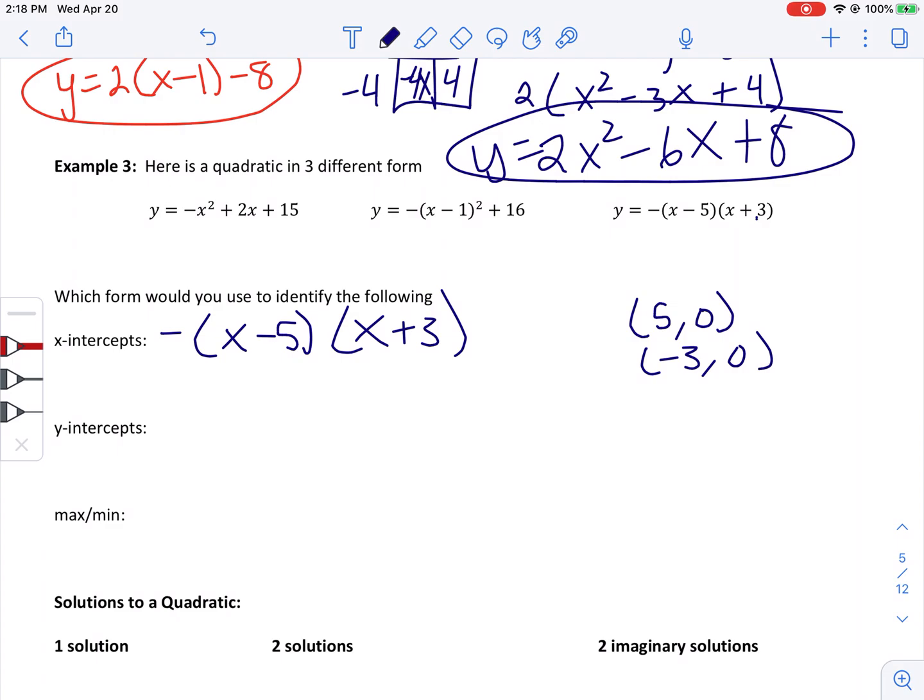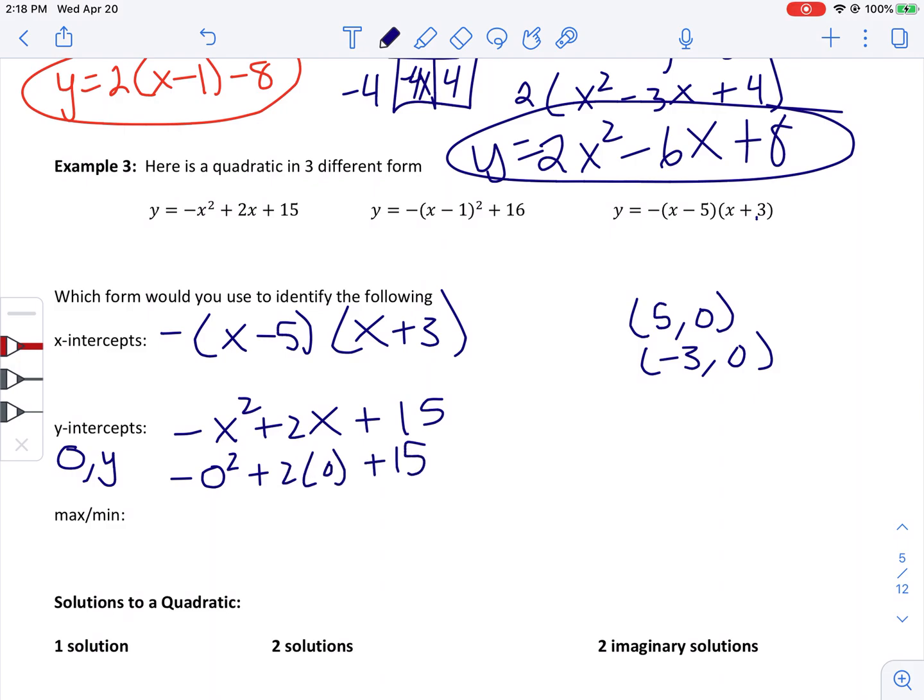Which one do you want for the y-intercept? Again, this is the form, where really you could plug any of them in for x, but it's really easy to plug 0 in for x for this one. So we have negative 0 squared, minus 2 times 0, plus 15. So that's just 15, so our y-intercept is (0, 15).